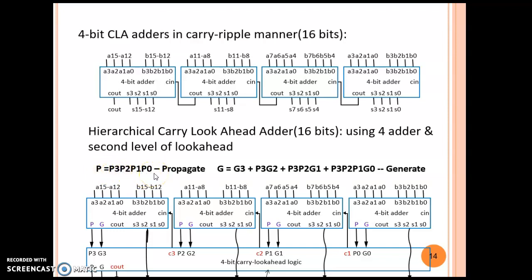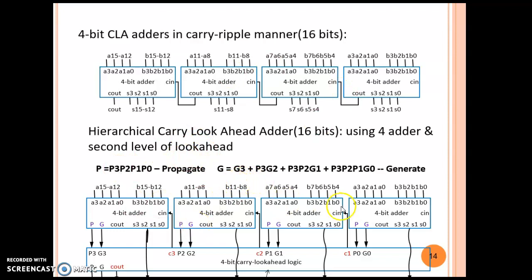If the carry is generated, definitely it will propagate, and if all the propagate terms are equal to 1, then this P term will be equal to 1. So this P is nothing but P3, P2, P1 and P0. And the generate term is nothing but that the carry will be generated.